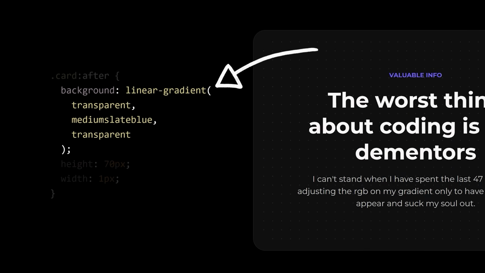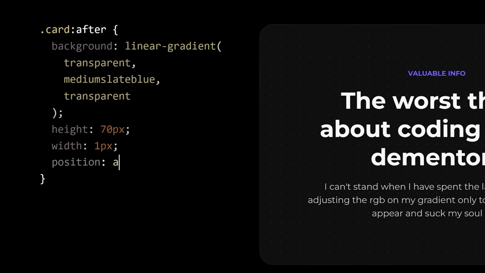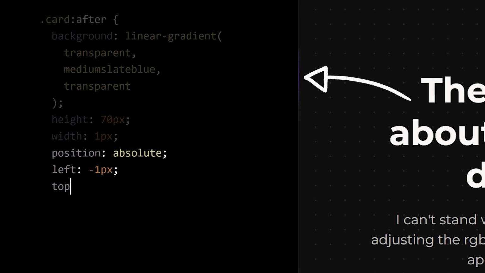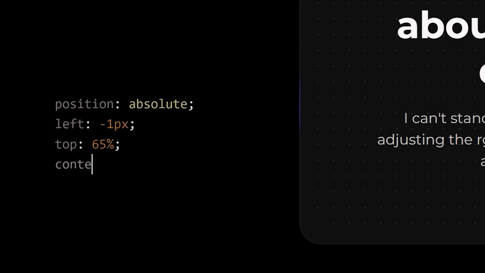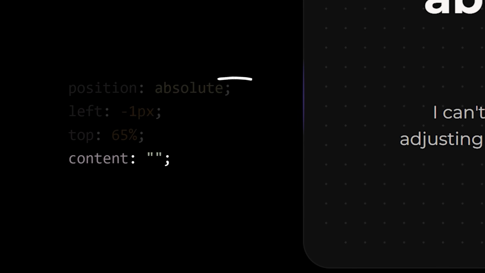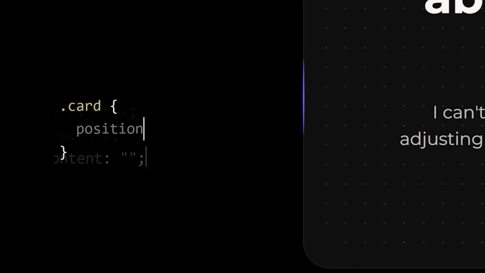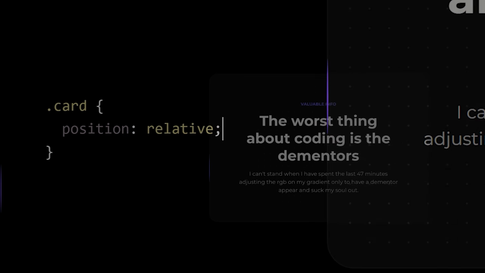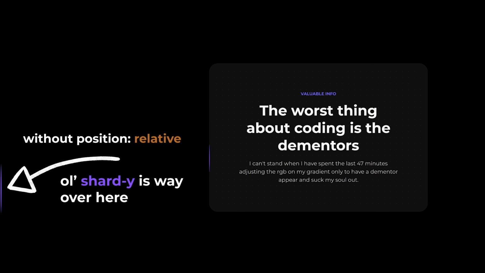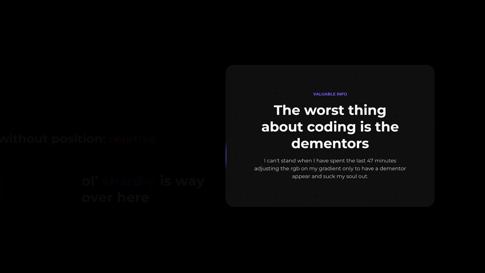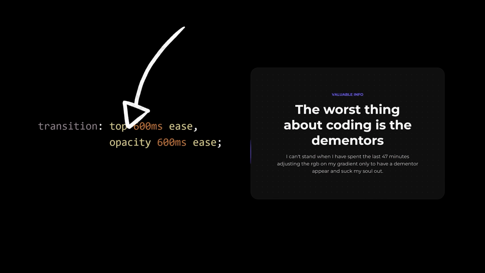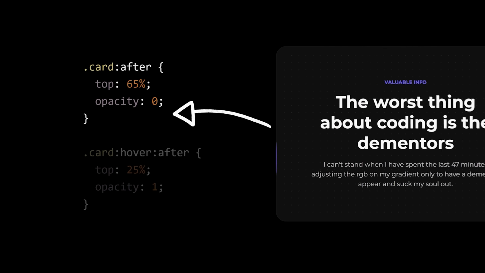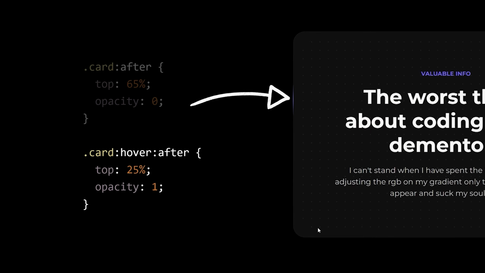We can then slap our gradient into a pseudo element, position it absolutely along the left side and down a little ways from the top, not forgetting to set content to an empty string so our after element shows up, and to set position relative on the card so the left and top values correspond to it rather than the whole document. After setting a transition time on the top and opacity properties, we can shift those values on hover so our shard fades into view.